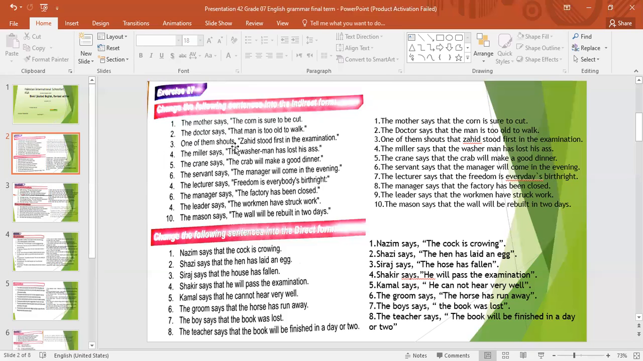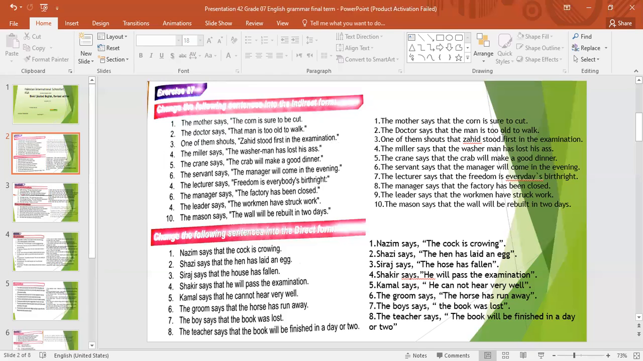One of them shouts, "Zahid stood first in the examination." So, dear students, one of them shouts that Zahid stood first in the examination.